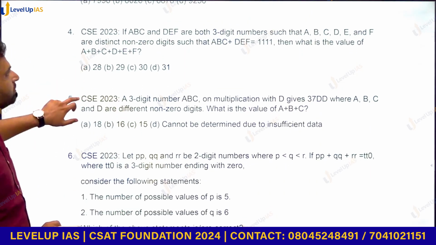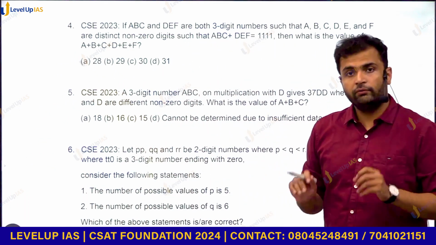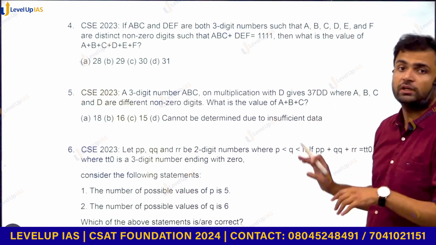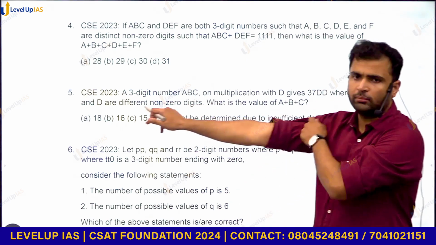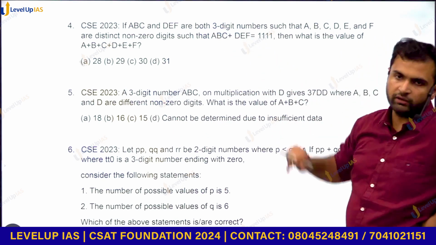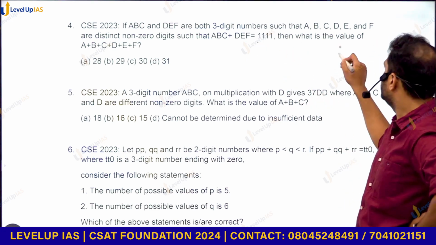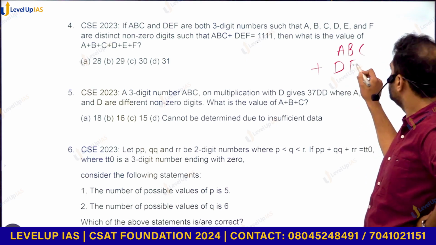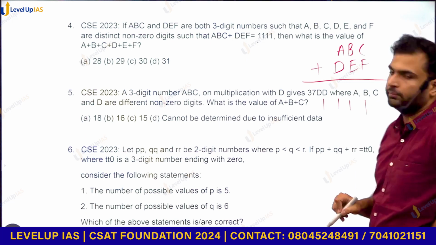Now again, a very simple question. From basic addition, how do we add two 3-digit numbers? That was the concept that was used. Let us see. We have a 3-digit number ABC and another 3-digit number DEF. We are adding them to get 1111. So we have ABC plus DEF, addition we are getting 1111.